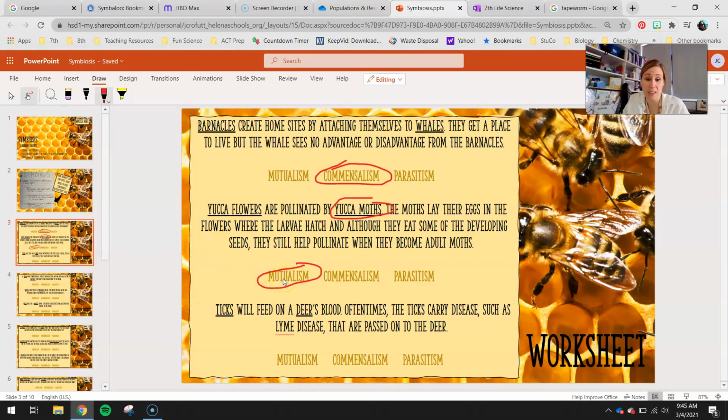And then ticks will feed on a deer's blood. Sometimes the ticks carry disease, such as Lyme disease, that is passed on to the deer. So obviously this disease is going to hurt the deer. The deer is also losing blood, not necessarily a massive amount of blood, but still a little invasive. I'd rather keep all my blood in my body and not have a bug living on me. So that would be parasitism here with the ticks and the deer's blood.